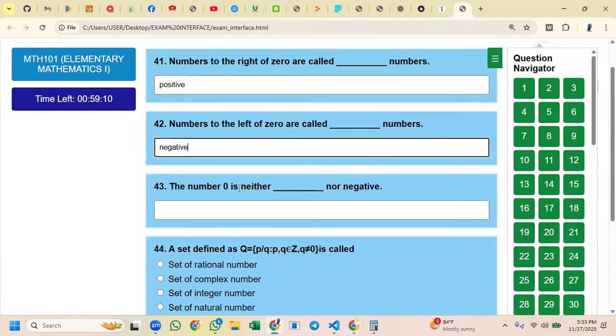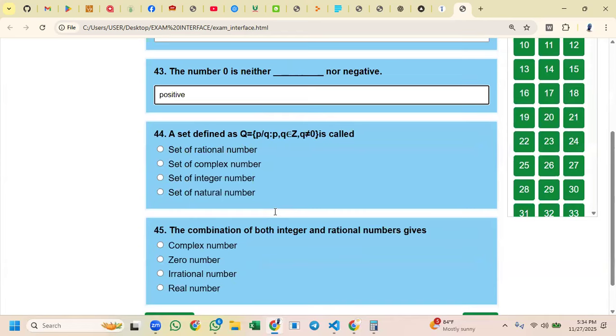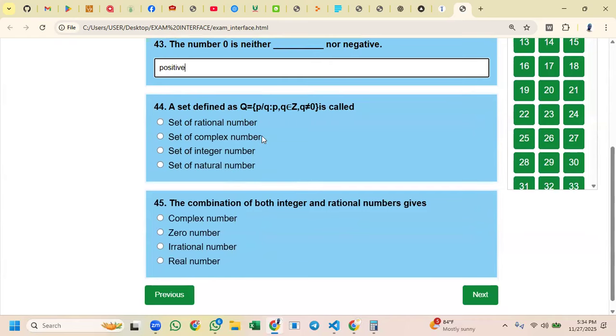The number 0 is neither positive nor negative. A set defined as Q equals P over Q is the set of rational numbers. Don't even bother yourself with set theories; when you see P over Q, the one that shows division, it is actually a rational number in fractions. So the answer will be A.